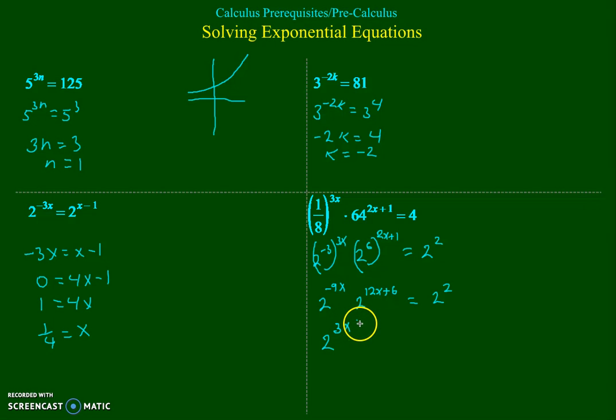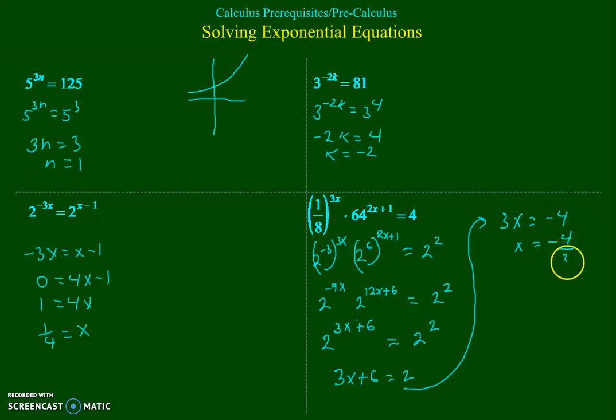x plus 6 equals 2 squared. Now we can use the one-to-one property. 3x plus 6 equals 2. That gives us, let's go up to the top here, and we'll subtract 6, so 3x equals negative 4, x equals negative 4/3.